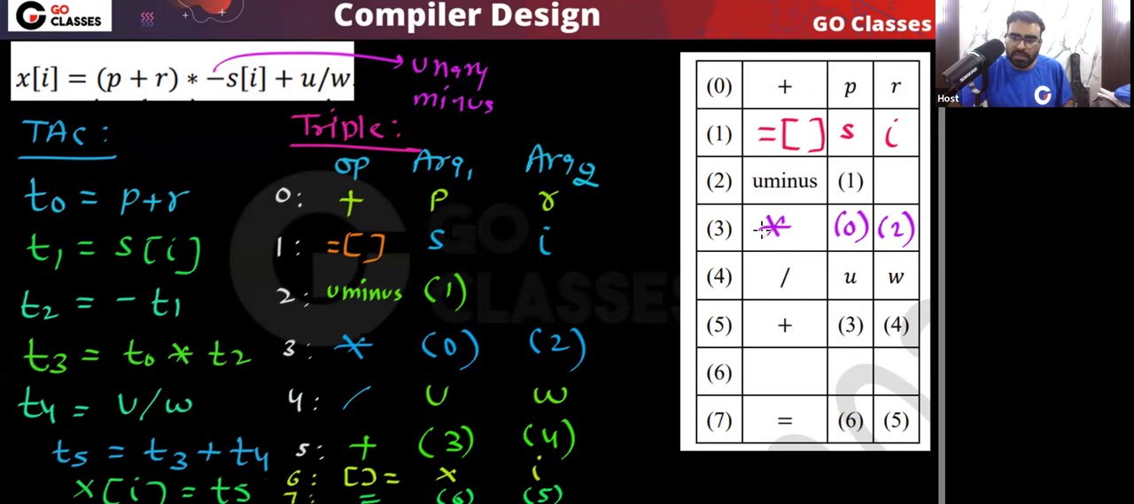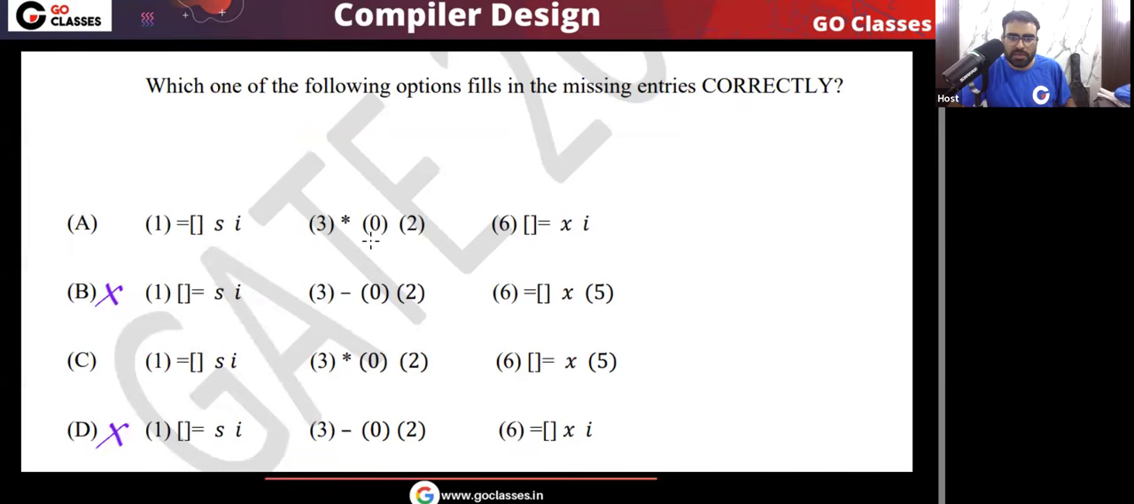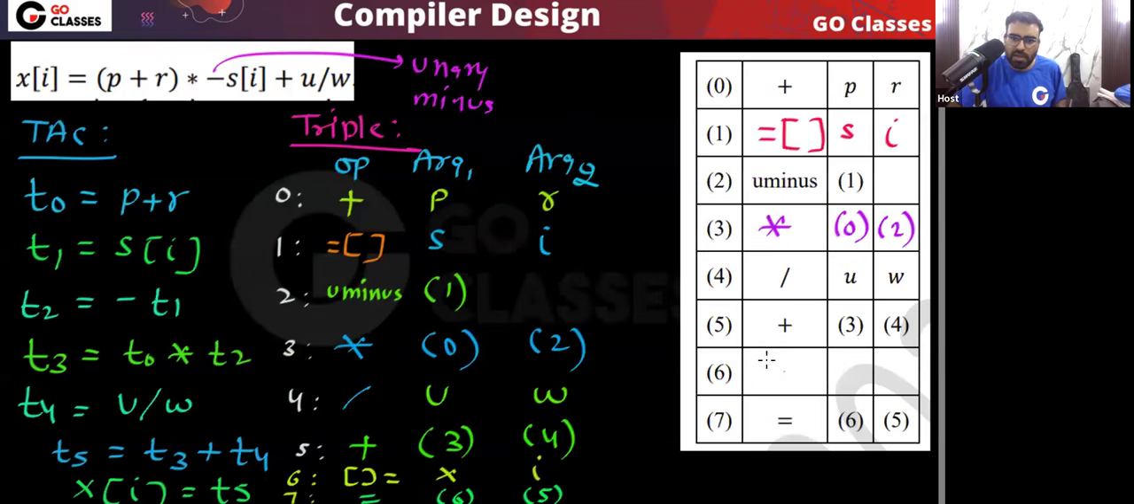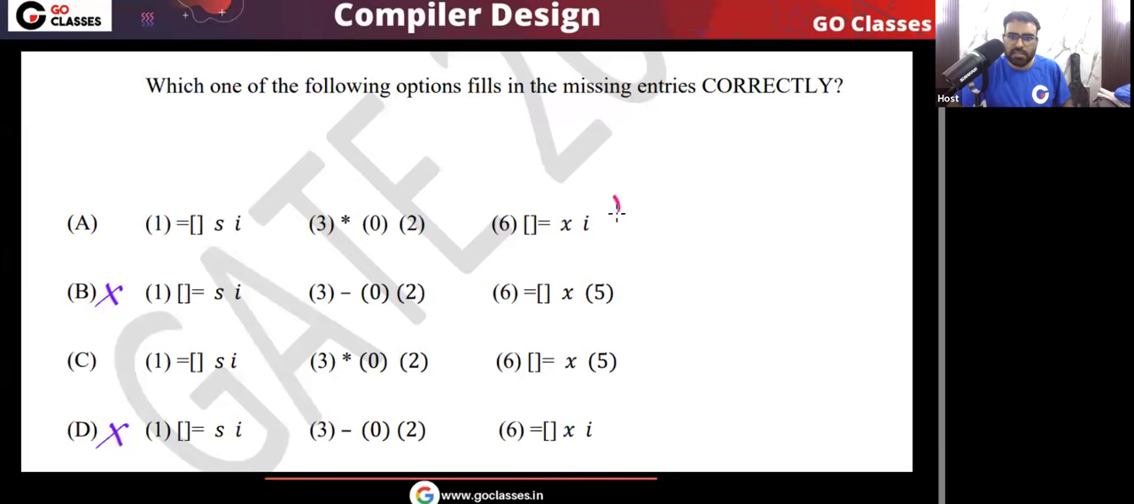What about position 3? That is star position 0, position 2. Still option A and option C both remain, both are same. In position 1 and position 3. Let's see the last position. What was the sixth position? That is bracket, then assignment, x comma I. So you can easily see, option A is correct. This one is wrong. Why is this wrong? The mistake is, instead of this 5, actually it will be I. Yes or no? It will actually be I. You can easily notice here.